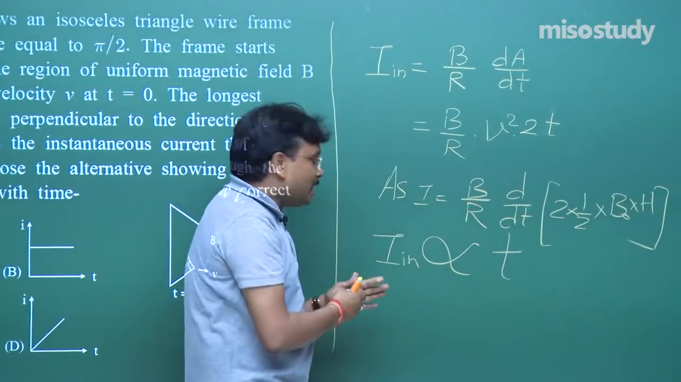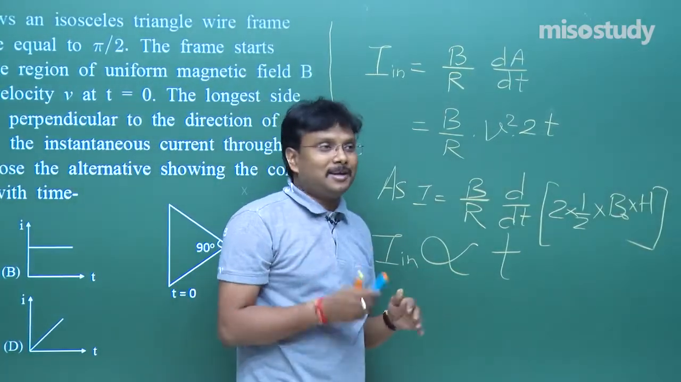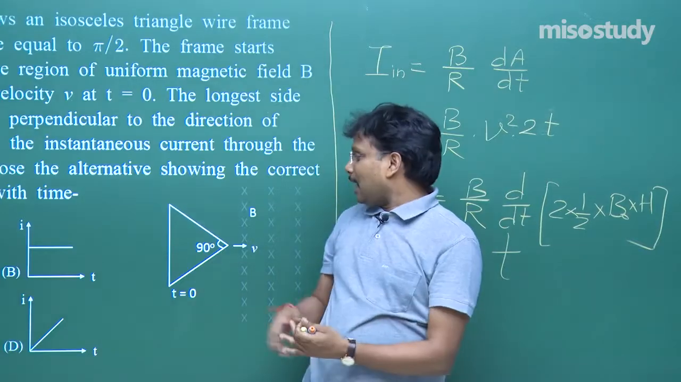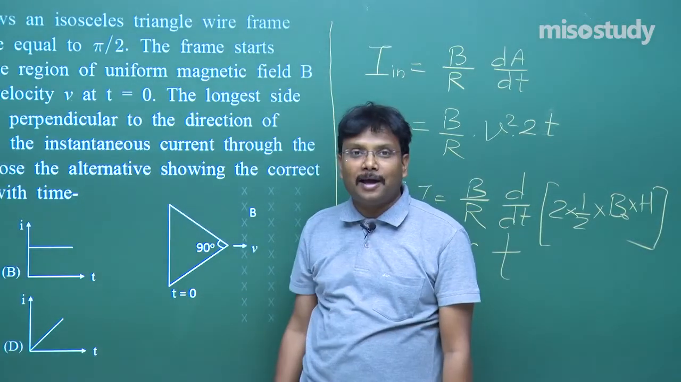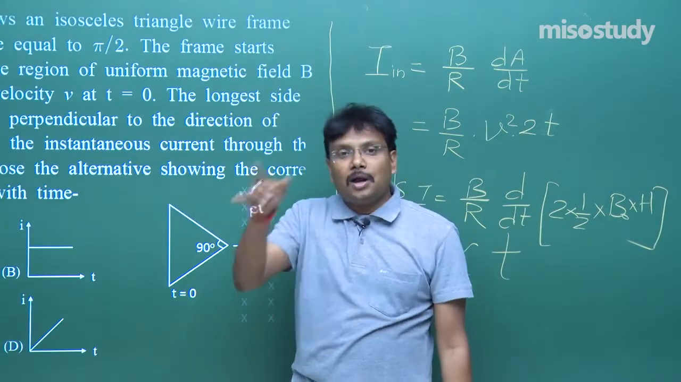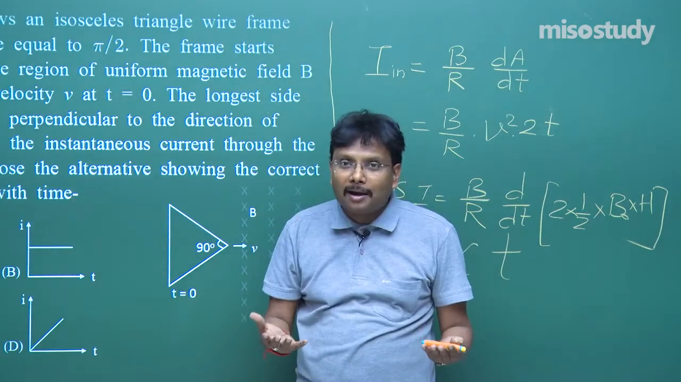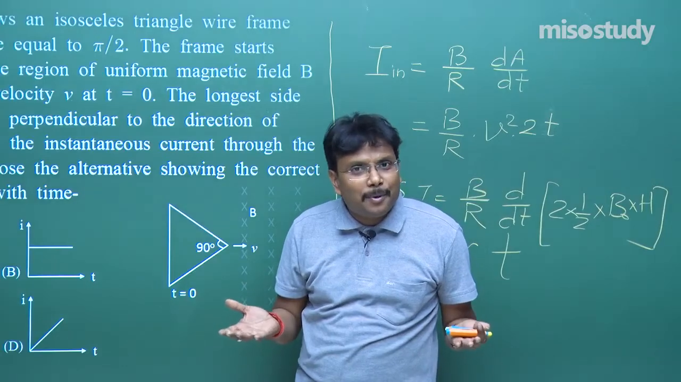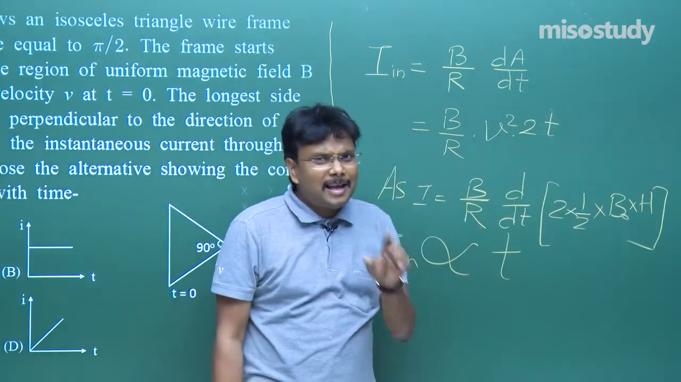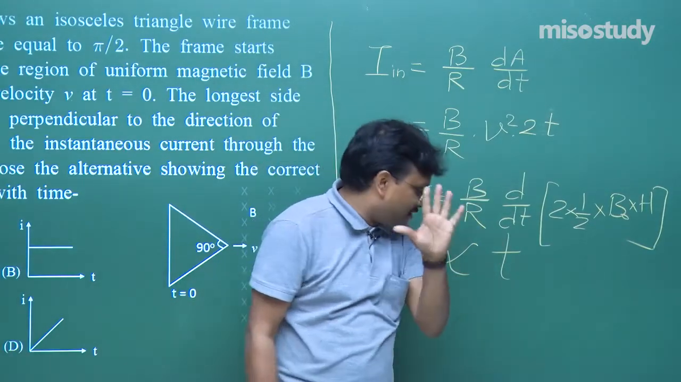So is it a difficult situation? Not at all. The only important aspect is, if rather than this triangular wire, I introduced a circular wire, rectangular wire, or square, calculating area is simple. Here area calculation is slightly tricky, that's it.